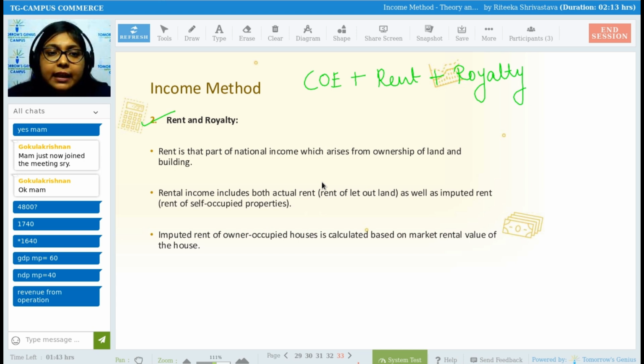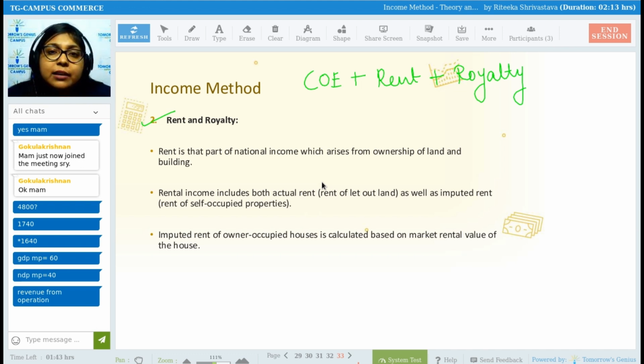So rent we know. If we take or borrow anybody else's thing which is not owned by us, that is owned by the other person, but you are using it for your business, then in that case you will have to give some certain amount of money to that person, and that is called as rent.